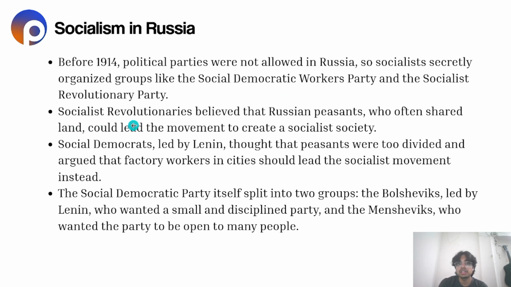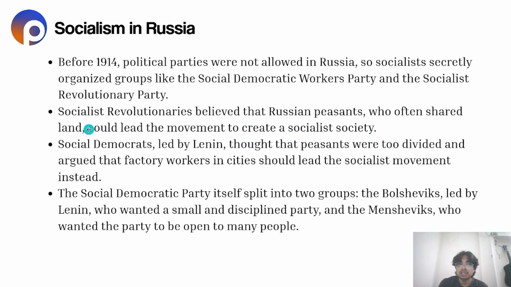Socialist revolutionaries believed that Russian peasants, who often shared land, could lead the movement to create a socialist society. Now, socialist revolutionaries were those people who believed that Russian peasants, the farmers, often shared land and were familiar with the concept of socialism, because they were sharing everything. So they could lead the movement of socialism to create a socialist society.